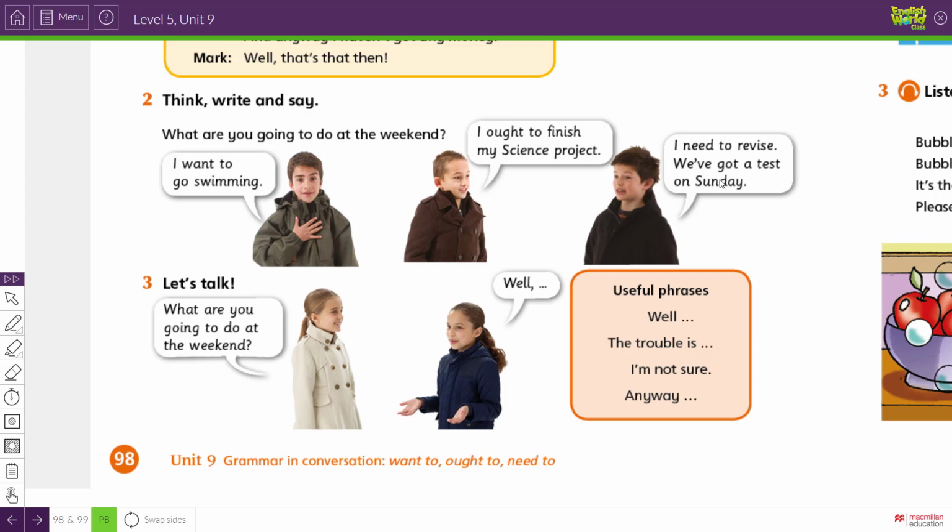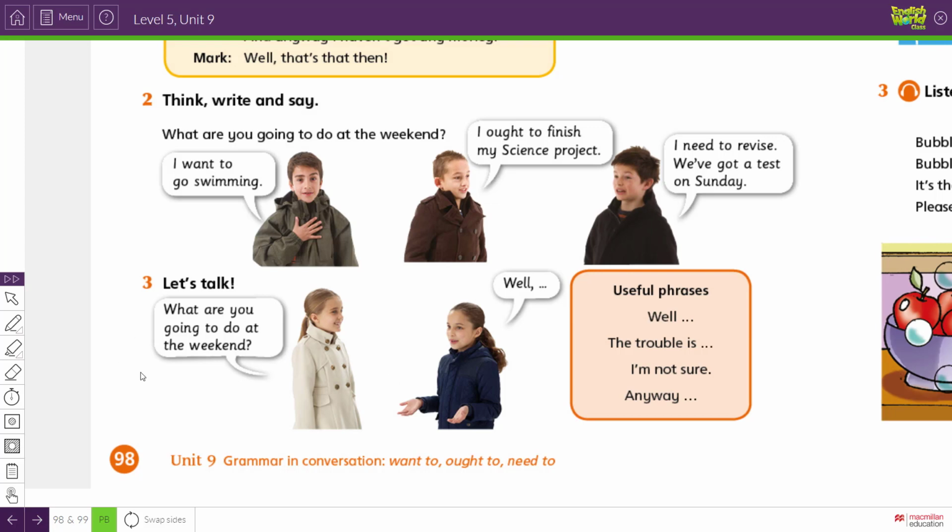Yes? I want to watch TV. This is a desire. Very good. I ought to maybe tidy my room. It's in a terrible mess. Yes? And you may need to revise because we've got a test, by the way, soon.